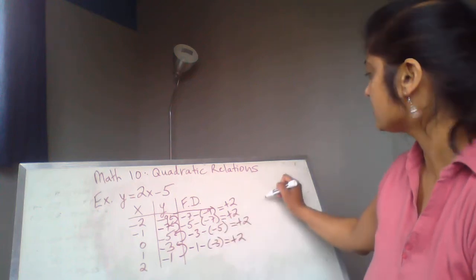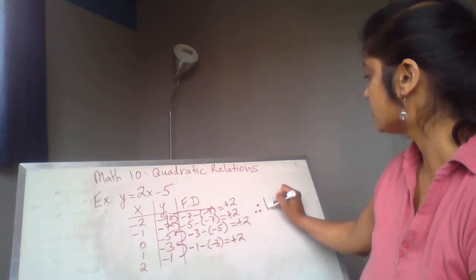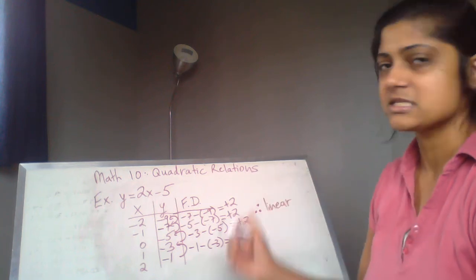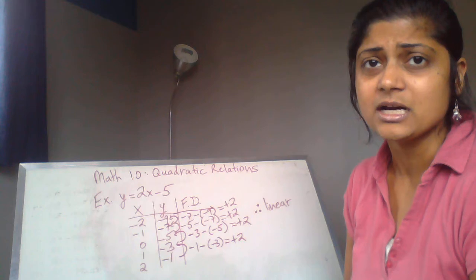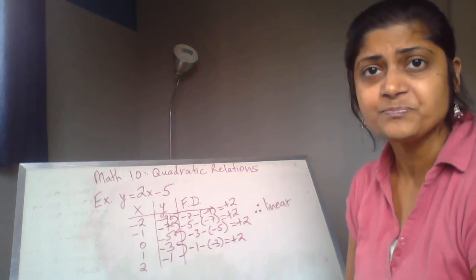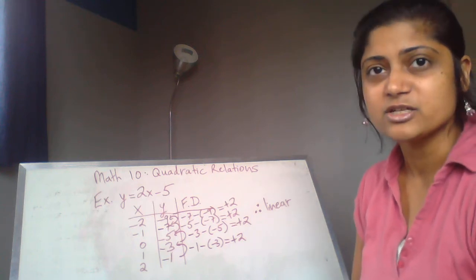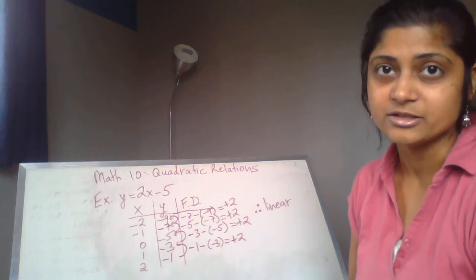Okay, so let's write it on this side. So therefore, this relation is linear. So this is kind of like a review from grade 9. I was using the first differences to see whether or not my relation is linear or non-linear.